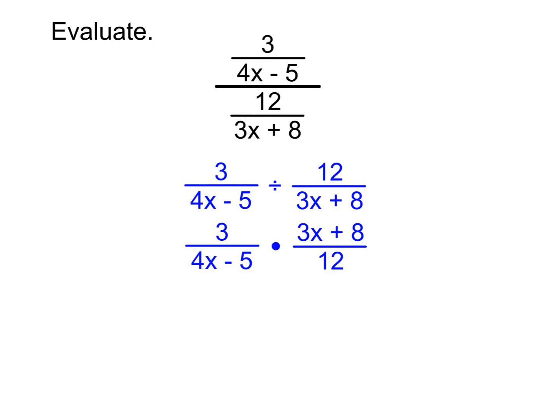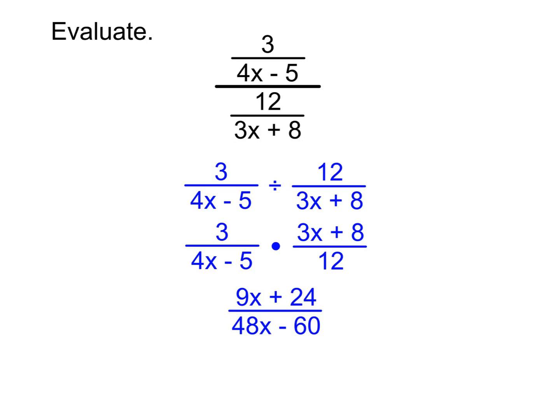Now, remember, I can multiply 3 by 3x. I couldn't add them, but I can multiply them, which is what we're being asked to do. So the 3 is going to multiply by both of those, and the 12 is going to multiply by both of those. When you do that multiplication, this is what you should be getting, 9x plus 24 over 48x minus 60.